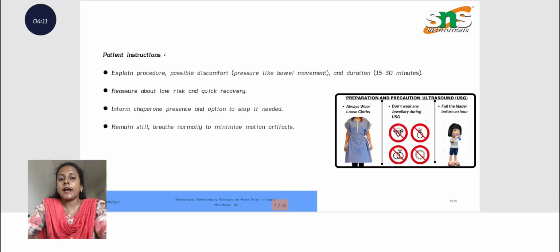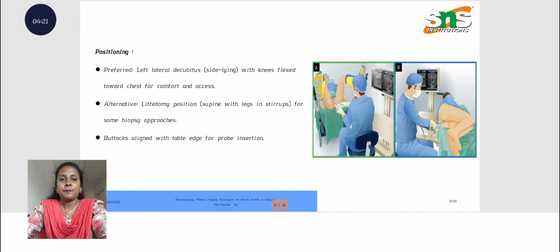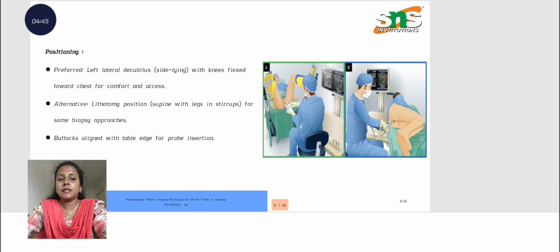The patient has to remain still. Breathing can be normal to minimize motion artifacts. The patient should not take a deep breath because it causes motion artifacts. For positioning, the left lateral decubitus side with knees flexed towards the chest is mostly preferred. An alternative is the lithotomy position, where the patient lies supine with legs flexed and buttocks aligned with the table edge for probe insertion.